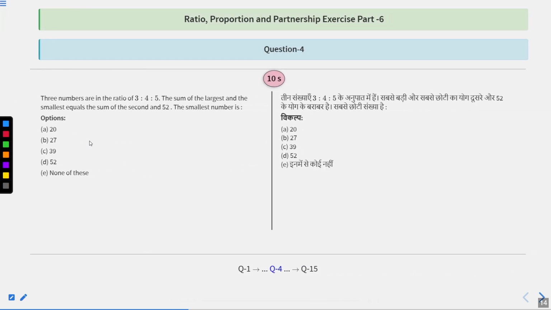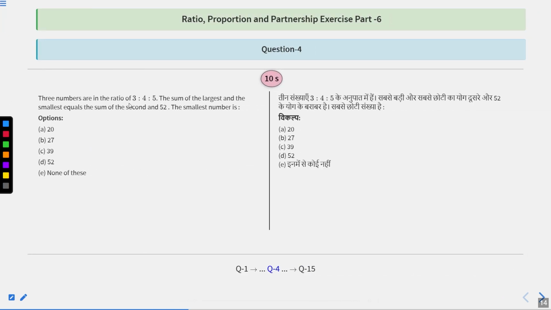Next one. Three numbers are in the ratio 3:4:5. The sum of the largest and the smallest equals the sum of the second and 52. The smallest number is? You have 5 options and 10 seconds to analyze the question. Your time starts now.